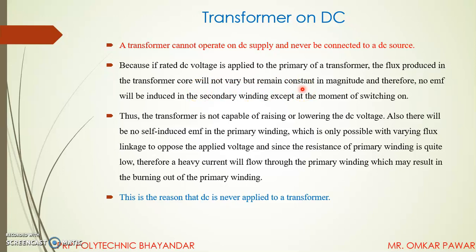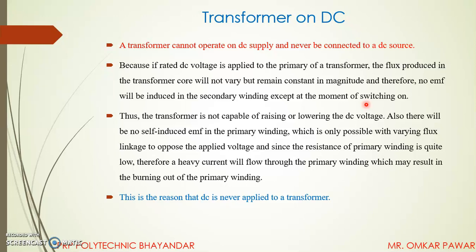In an AC supply, the voltage waveform is changing from time to time. But in a DC supply, the magnitude is constant. That magnitude does not change with respect to time. So if the rated DC voltage is applied to the primary of a transformer, the flux produced in the transformer core will not vary but remains constant in magnitude, and therefore no EMF will be induced in the secondary winding except at the moment of switching.